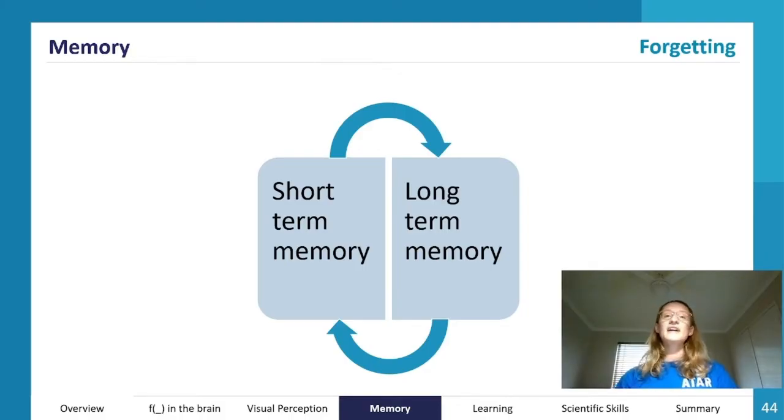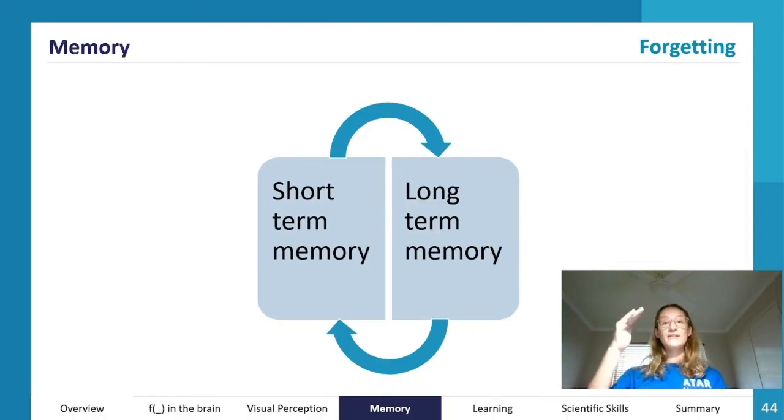So thinking back to how I told you that when information comes into our short-term memory, our consciously aware working memory, to transfer that to long-term memory, we actually need to encode it. So that's our arrow across from short-term memory to long-term memory. We need to encode it. If that information isn't encoded correctly, then we're not going to be able to retrieve it.